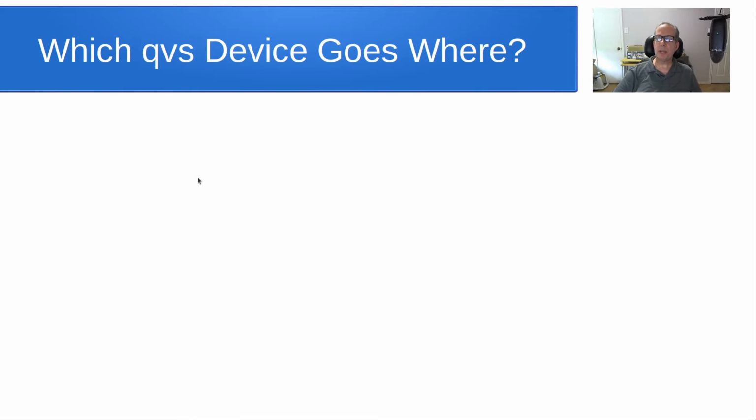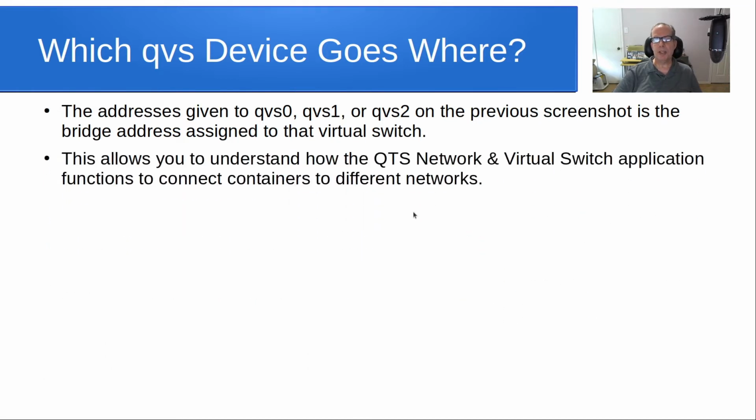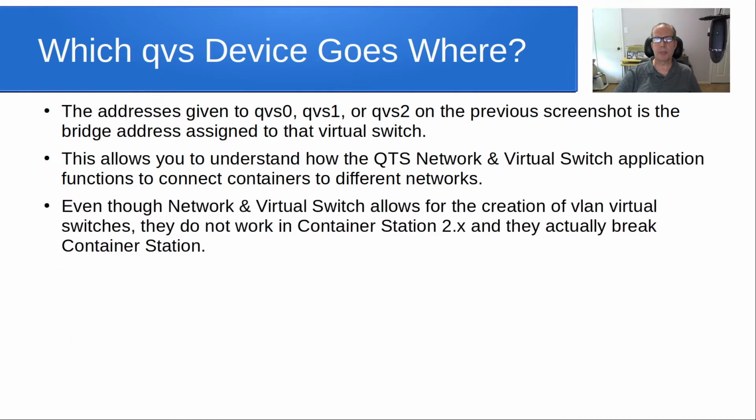So which QVS device goes to which virtual switch? Well, the addresses given to QVS 0, QVS 1, or QVS 2, as we've just seen, is the bridge address assigned to that particular virtual switch. This allows you to understand how the QTS Network and Virtual Switch application functions to connect containers to different networks.